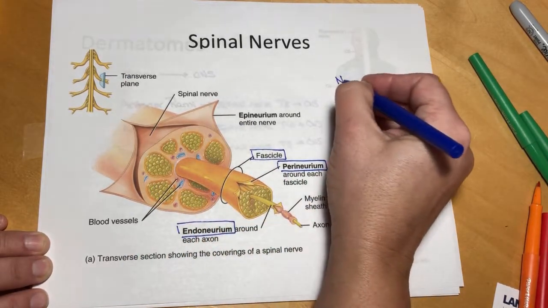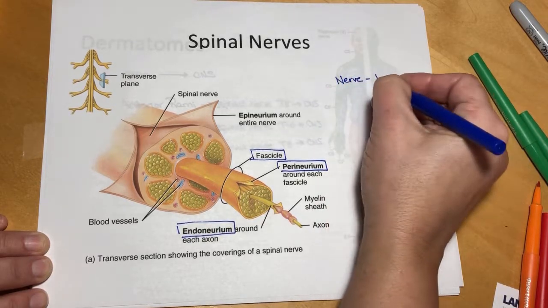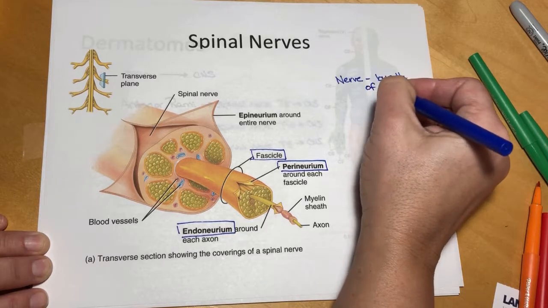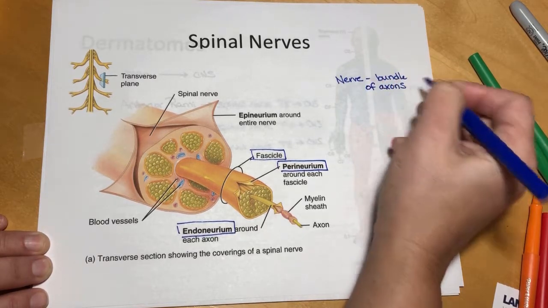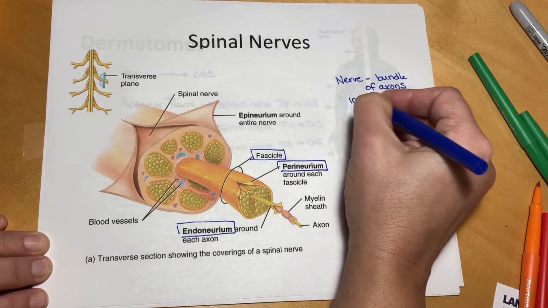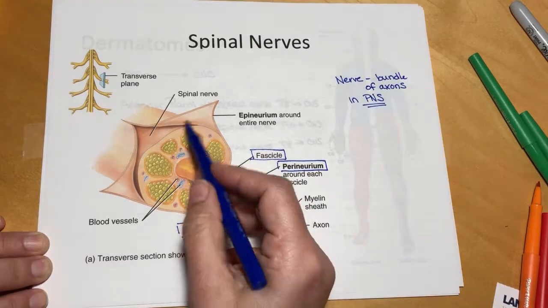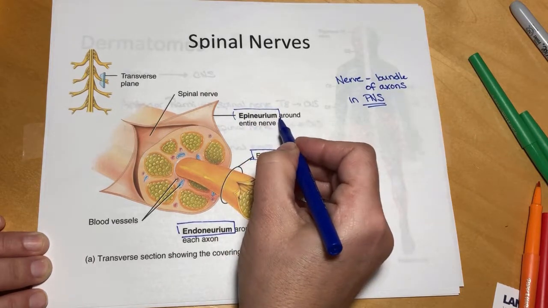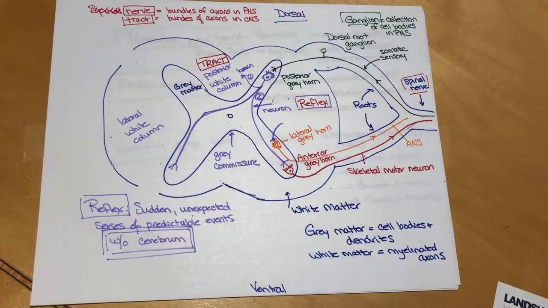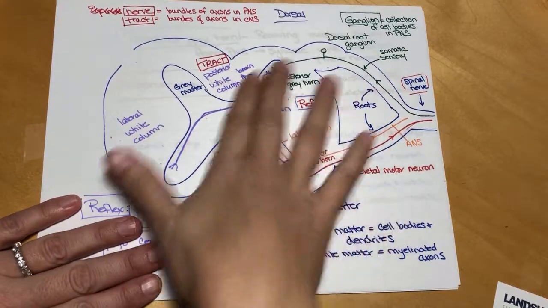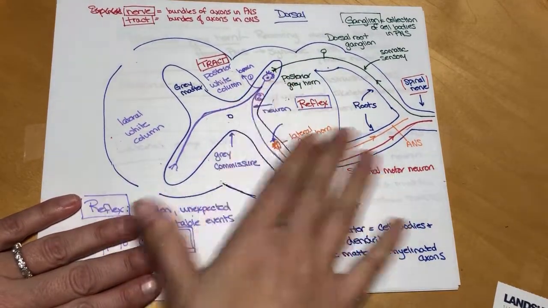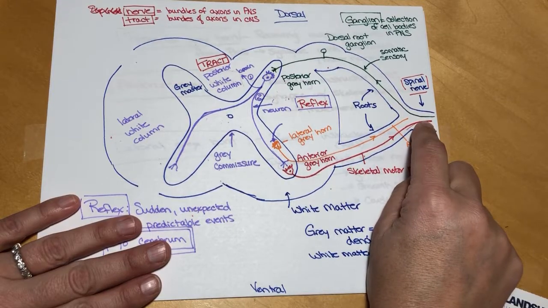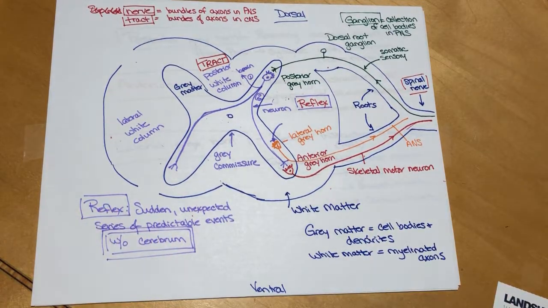So remember, a nerve is a bundle of axons in the PNS. Around the entire nerve, we have connective tissue covering called the epineurium. Okay, so we've covered what happens in here with the reflexes and with ascending and descending tracts, but what happens out here? Let's draw a new picture.